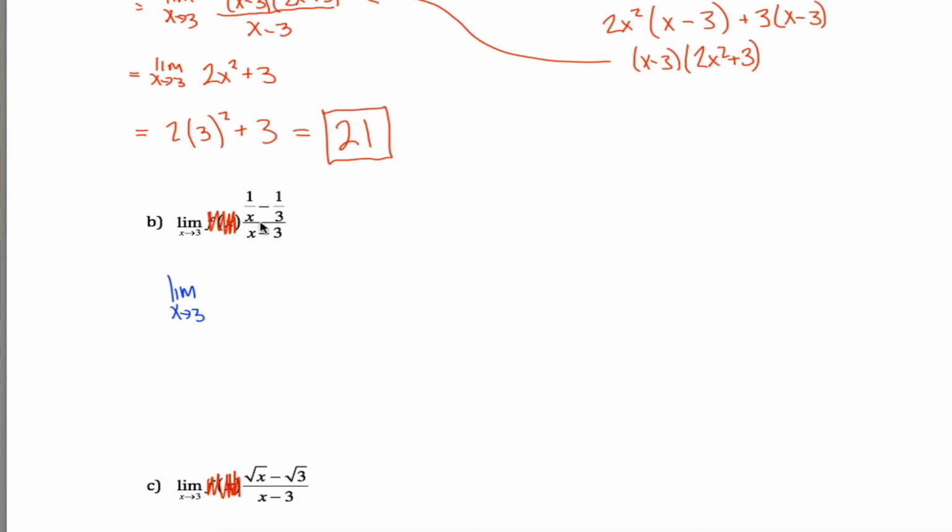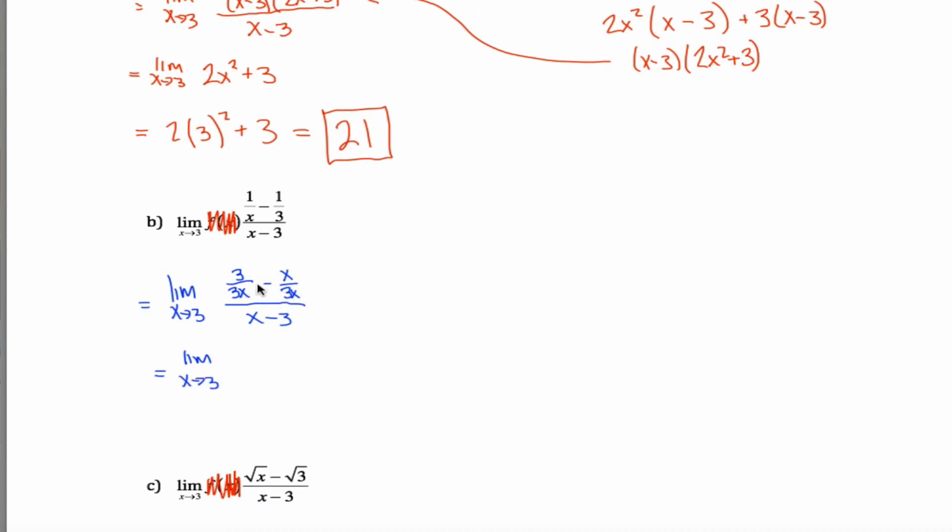And so I don't have the same denominator, so I can't subtract these two guys, but I could get a common denominator by multiplying this side by 3 over 3. That would give me 3 over 3x, minus, and multiplying this side by x over x gives me x over 3x. And the reason that's helpful is now I can subtract the numerators here.